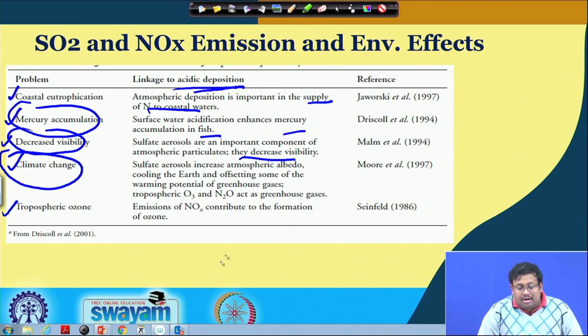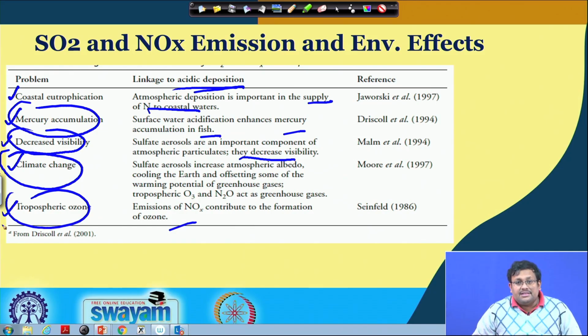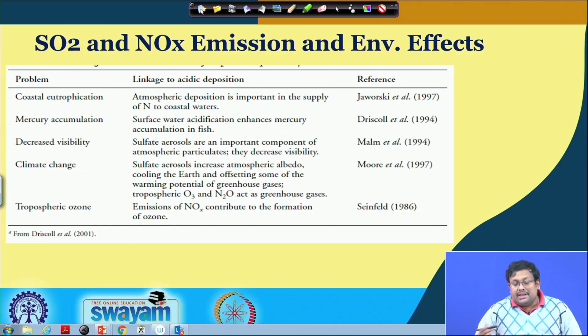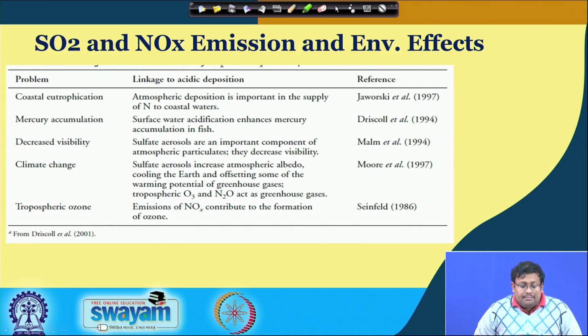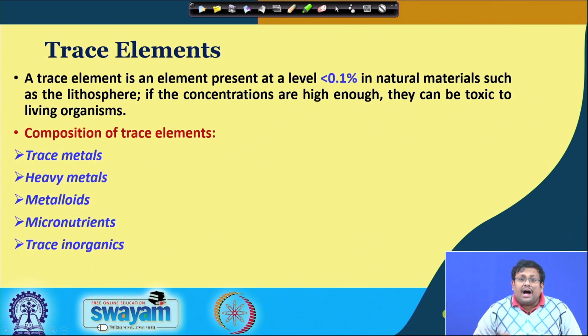Also, emission of nitrogen oxides contributes to the formation of ozone, which produces tropospheric ozone. So all these are very important environmental impacts, and all are related to sulfur dioxide as well as nitrogen oxide emission, ultimately producing acid rain. So let us move ahead and see what other environmental pollutants are very important.